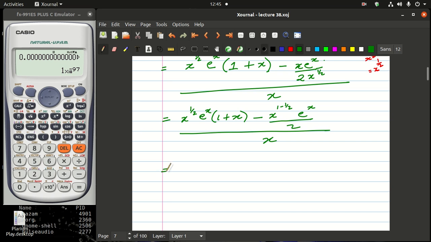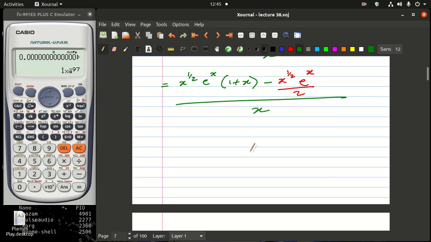And then I can proceed here and say that I still have x raised to 1 over 2, e raised to x, and then I have 1 plus x minus, and then I'm going to use that and say I know that this is the same as x raised to 1 over 2 times e raised to x all over a 2. And then I can say that this whole thing, I'm going to divide it by an x. And then if I proceed here, I can see that I have x raised to 1 over 2, e raised to x. So this whole thing is going to be x times 1 over 2, e raised to x.